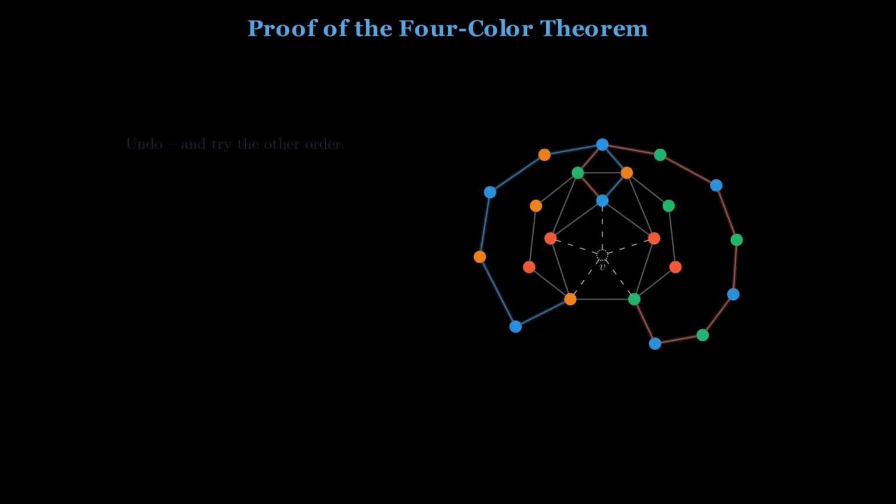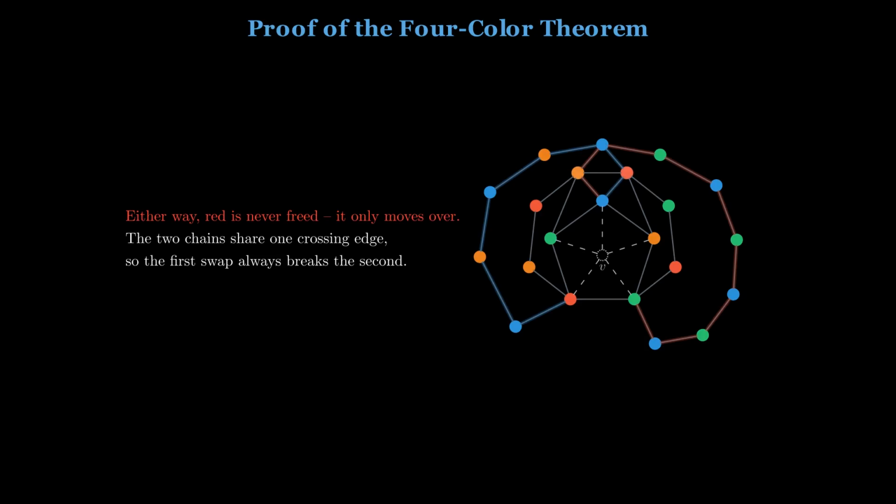Case 2. Swap the red-green chain instead. This time, the green vertex above turns red. And now the red-orange chain reaches V's orange neighbor. Swap it, and the orange neighbor turns red. Once again, red only moves over. Either way, red is never freed. It only moves to another neighbor. The two chains share a single crossing edge, so the first swap always breaks the second. This is the gap in Kempe's argument.